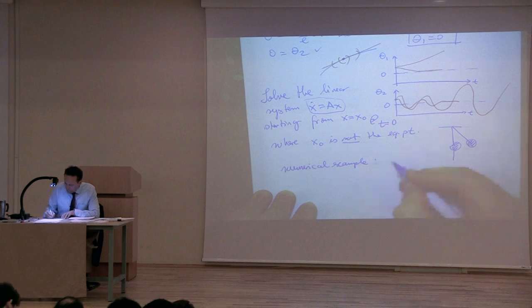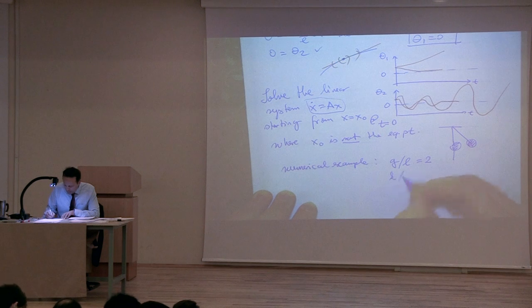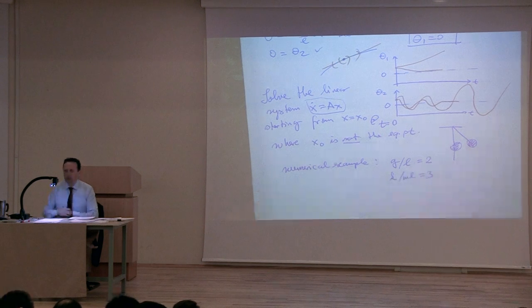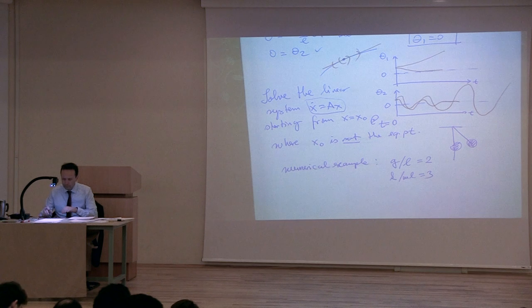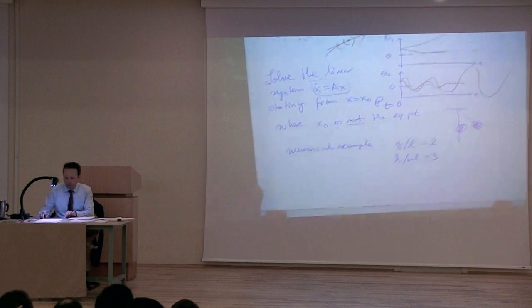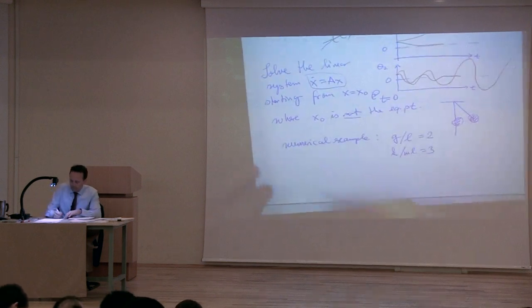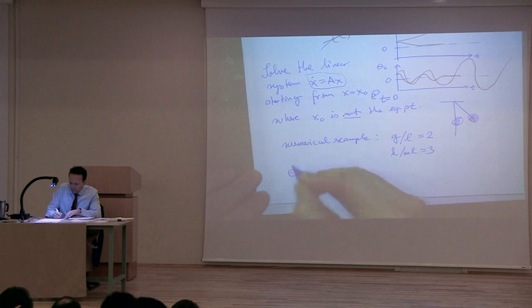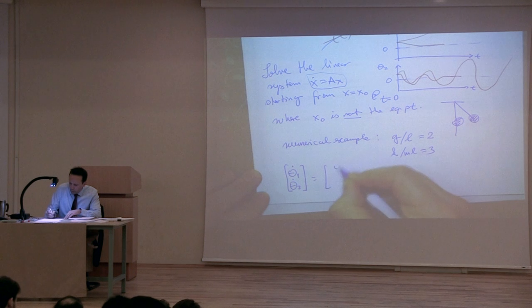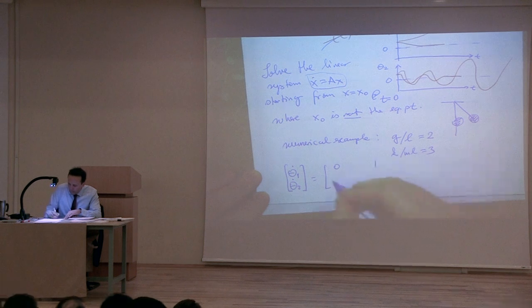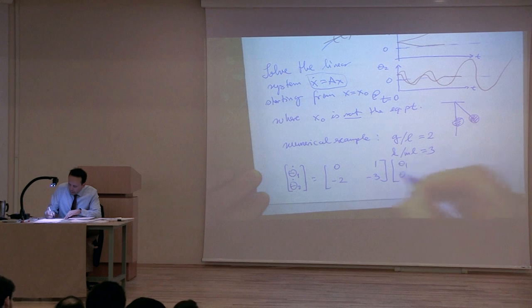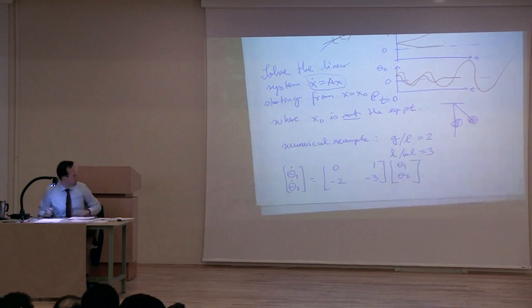So which means, let's say G over L is 2, and K divided by ML is 3. Something rather simple, so that the whole problem becomes easier to solve. So you have this: 0, 1, minus 2, minus 3, theta 1, theta 2. Now, this is my system, okay?